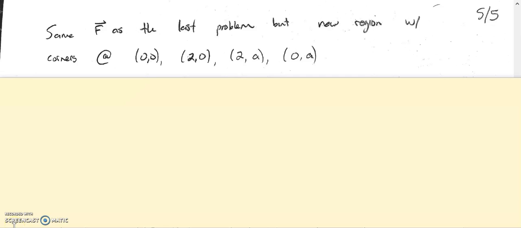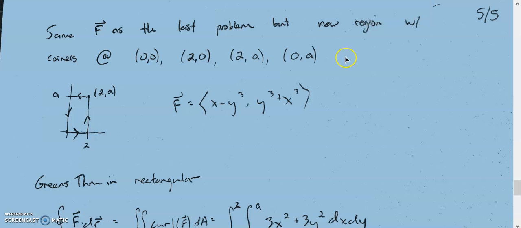Okay, last one of these. We're on page 5 of 5 here. I'm going to take the same vector field as the last problem, but I'm going to do a new region. It's going to be rectangular, with corners at (0, 0), (2, 0), (2, a), and (0, a). And once again, we're going to go counterclockwise about this region. So pause it, see if you can do it. I'm going to show the answer.